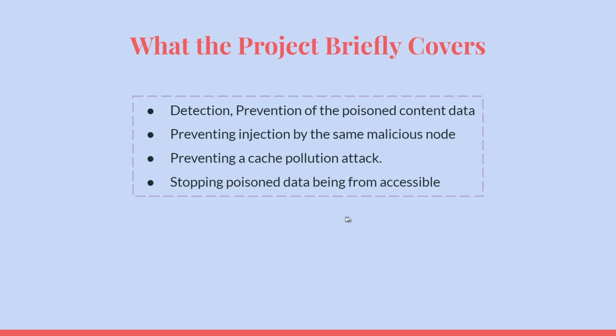A quick detour: what is the limit of the project scope? Briefly covers detection or prevention of current or further poisoned content data. Stopping or prevention of injection from the same malicious router that inserted corrupted data. Preventing a cache pollution attack, where the size of the content store is attempted to be depleted. Trying to stop poisoned content data from being accessible by users or other routers.